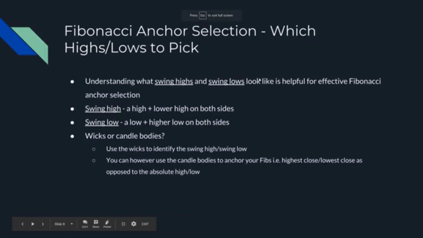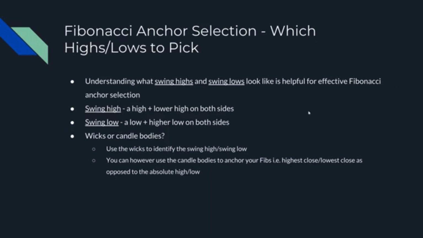As I mentioned at the start and in general remarks as well, understanding what swing highs and swing lows look like is helpful for effective Fibonacci anchor selection. That is because in many cases, as we'll see with the chart examples, the anchors for your fibs will be swing highs and swing lows, the base of a rally and the top of a rally, and vice versa. So it's very important to be familiar with these terms in order to do this anchoring effectively.